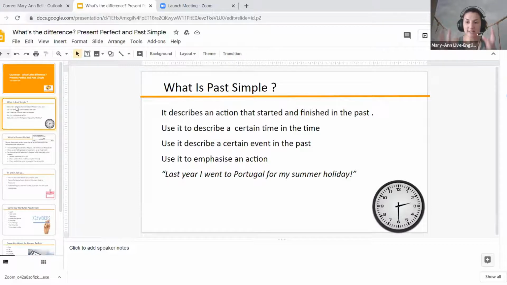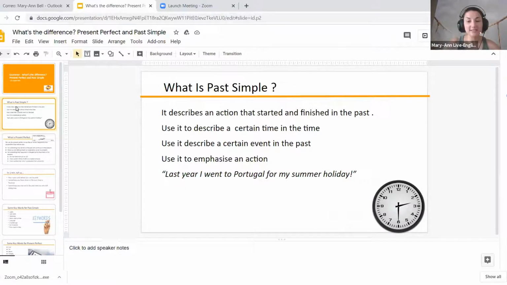Okay, so we're clearly putting our story or what we're saying in a specific point in the past. Okay, and we're emphasizing the actions. Okay, so we're talking about activities, what we did. Okay, so for example, you have this sentence here. Last year I went to Portugal for my summer holiday.